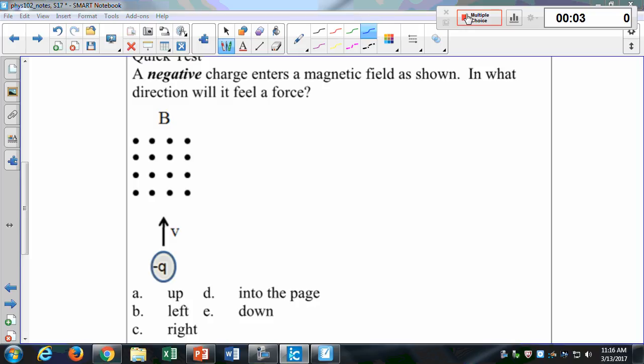But in this case, I'm just asking, the negative charge enters a magnetic field, in what direction will it feel a force when it first enters that magnetic field? Please note that it is a negative charge. So don't forget what you're supposed to do with negative charges.